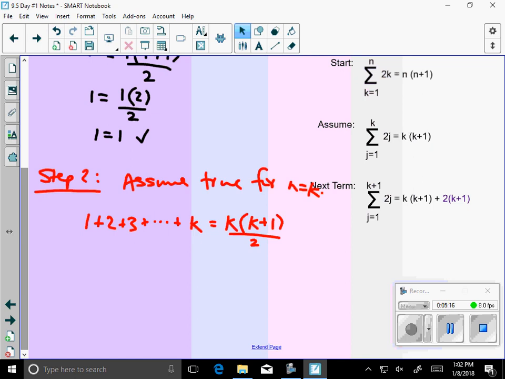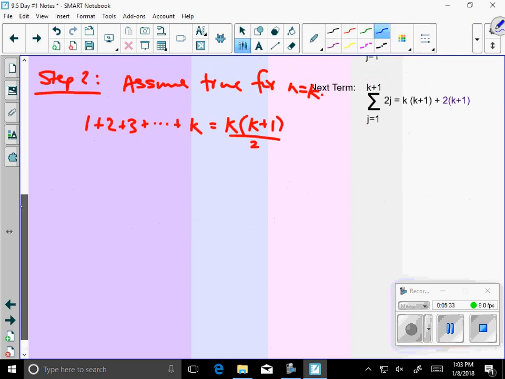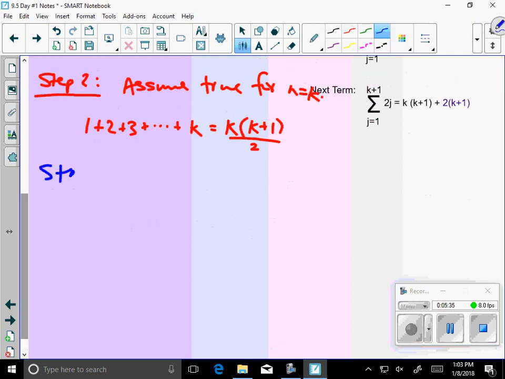Because now we're going to get to the execution step, and we're going to prove it's true for k plus 1, which means then we will have proved it's true for all numbers greater than or equal to 1. Let me pause the video right now. I see some Bambis out there. All right, so step 3. Step 3 is prove true.